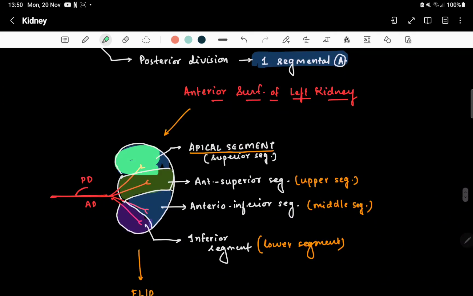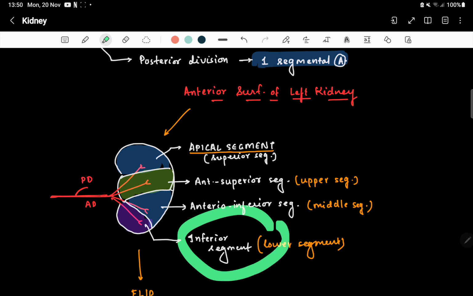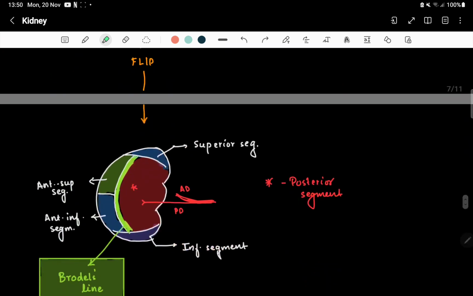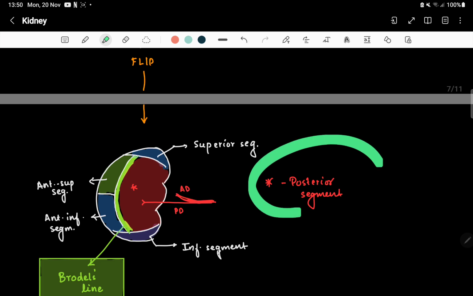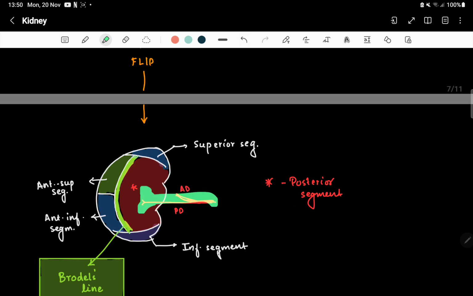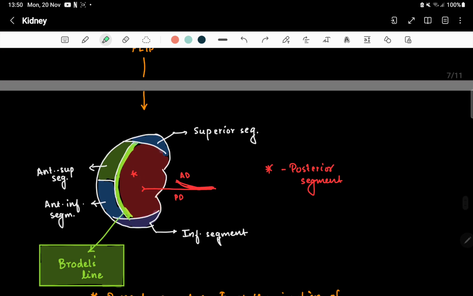So first is the apical segment, the superior segment, the anterior superior segment, that is the upper segment, the anterior inferior segment, and the inferior segment. There are 4 branches. If we flip it, it will look like this. The anterior division goes posteriorly. And this is the posterior segment of the kidney, which is supplied by the posterior division of the renal artery.